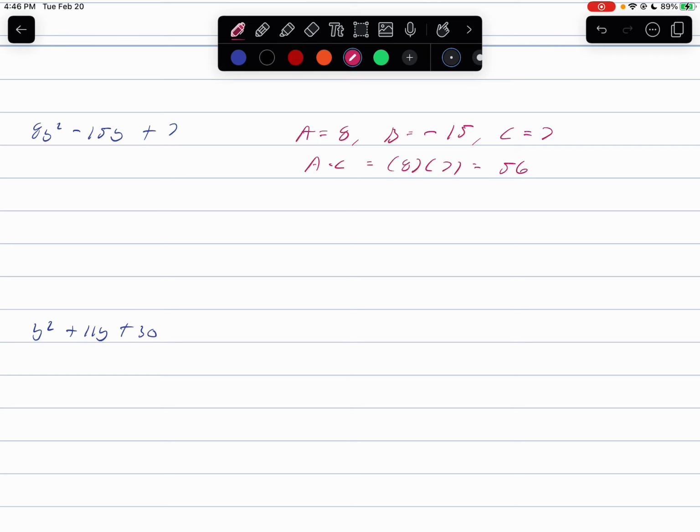So let's go ahead and start writing factors of 56. We know that 1 is a factor. So we have plus or minus 1 here. We're going to make sure we have both, because we could have a positive or negative 1. So plus or minus 1. We know 56 is even, so we have plus or minus 2. Okay, 56 is not divisible by 3. 56 is divisible by 4. So plus or minus 4.